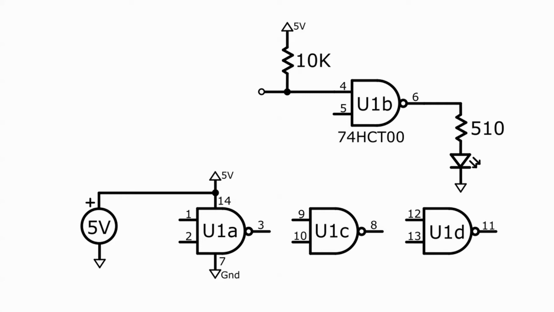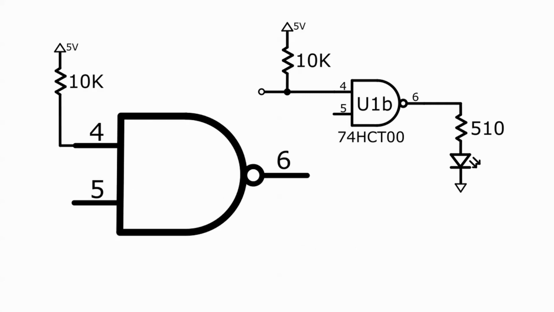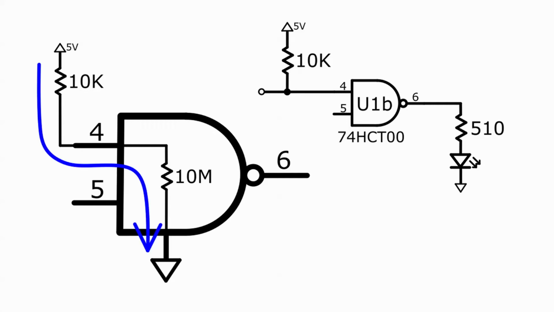We need to take a look inside the NAND gate. This is an enlarged copy of gate U1B. The circuit inside the chip contains a lot of components. Their net effect is that pin 4 is connected to the chip's ground pin, that's pin 7, through a very high resistance, which will likely be 10 megohms or more. So there is a pathway through which current can flow through pin 4 and into ground. The blue arrow shows this pathway.